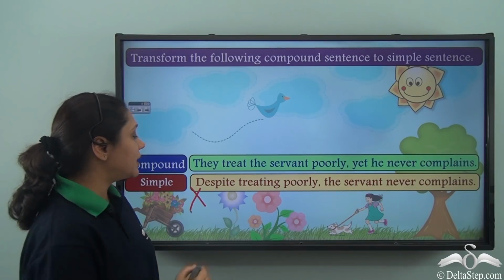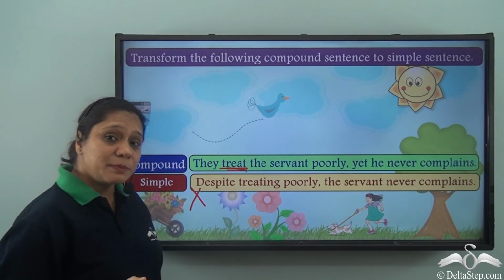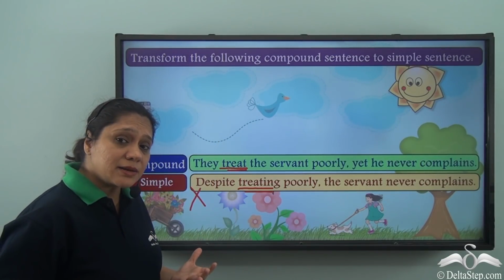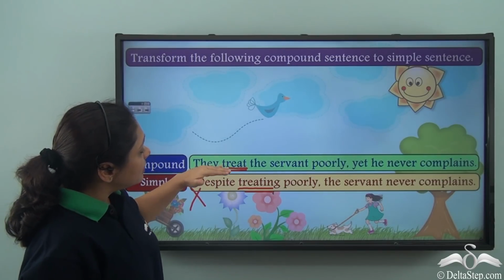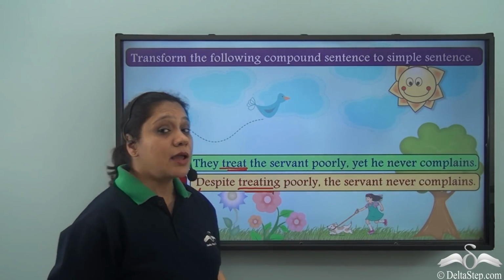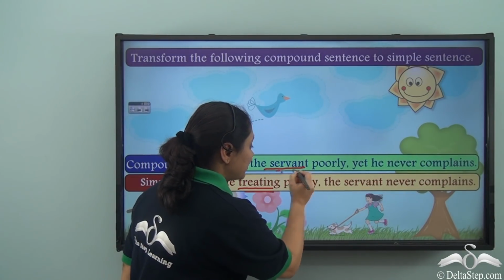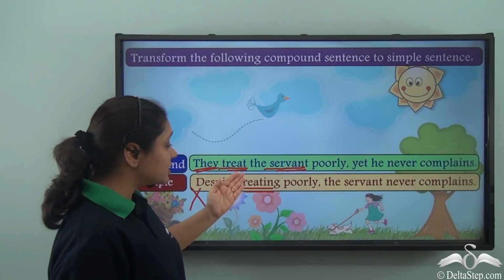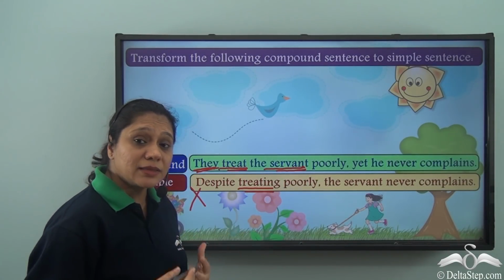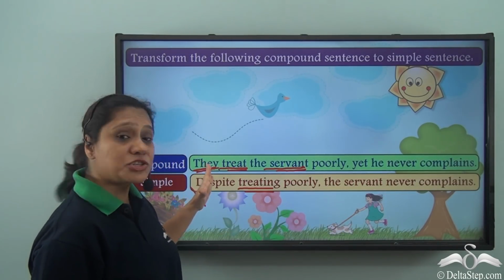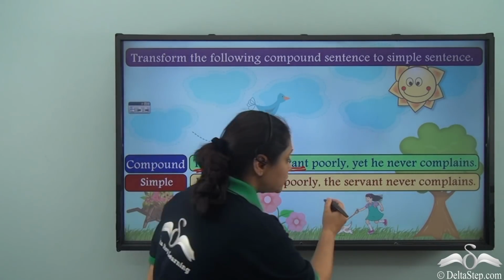Now you might be thinking that treat has been changed to its participle form treating. So why is it incorrect? Now see, here they treat the servant poorly, yet he never complains. Now here the servant is in the object position, whereas the subject is they. But if I say, despite treating poorly, then I mean that the servant is treating poorly, because in this sentence, we have not mentioned they anywhere. We have only mentioned the servant.